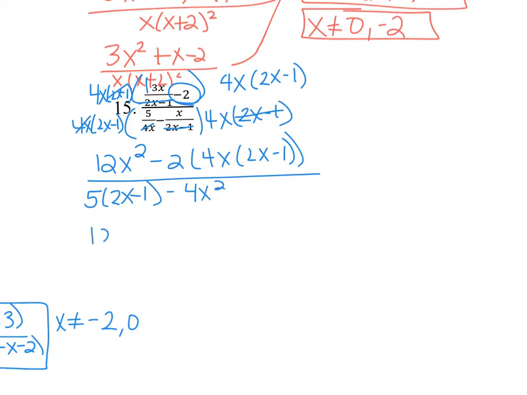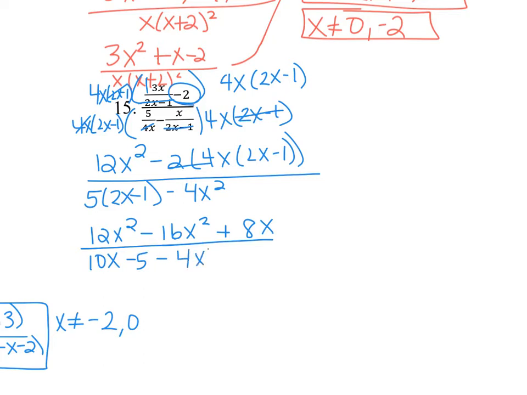So now I have 12x squared. That's going to be negative 8x. So that's negative 16x squared plus 8x, all over 10x minus 5 minus 4x squared. So now I'm left with negative 4x squared plus 8x, all over negative 4x squared plus 10x minus 5.